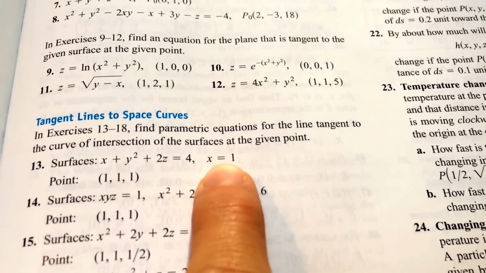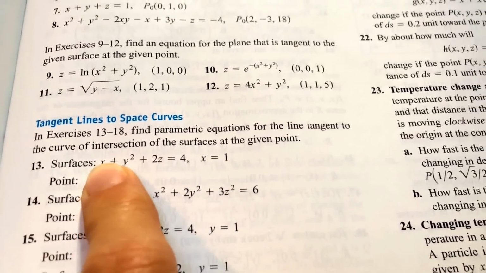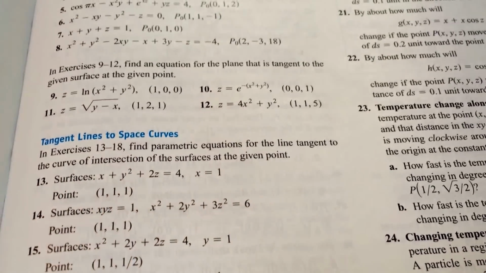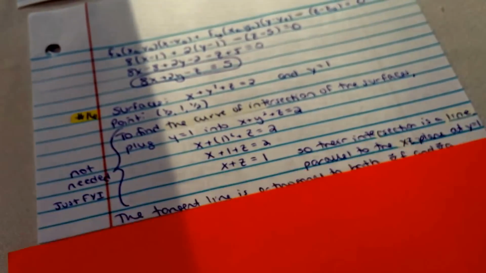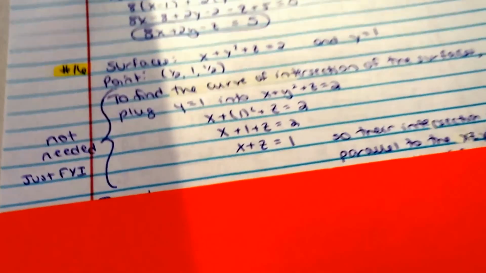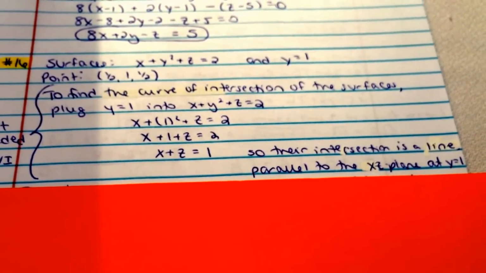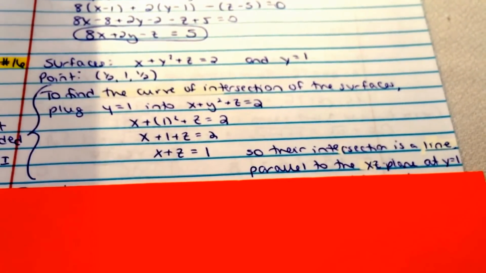You could plug the x equals 1 in here, and then that would be a 1, so you'd move it over here with the 4, and then it would get it down to 2 dimensions. But you don't have to do that to be able to work the problem. I did that here just so you can see. It's not required, it's not necessary for this problem, but just if you're curious.